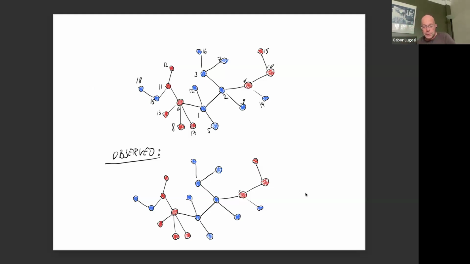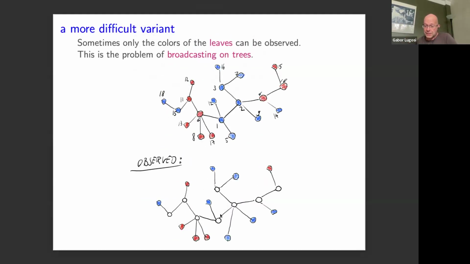Now what I show you is the graph with the vertex colors, and my question to you is not where the root vertex is, but what the color of that vertex is. It's just a classification problem. I'm asking you, was Adam blue-eyed or brown-eyed? That's the only thing we want to know. And there's a more difficult version where I only show you the colors of the leaves.